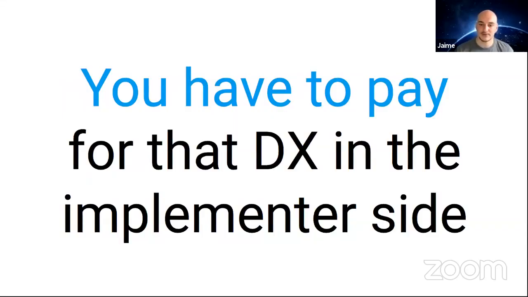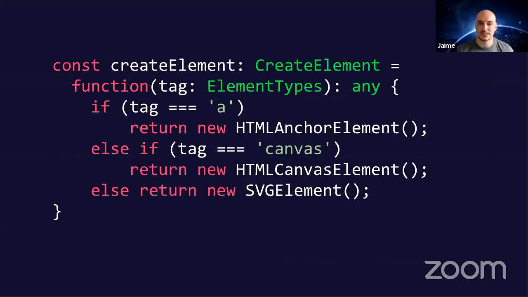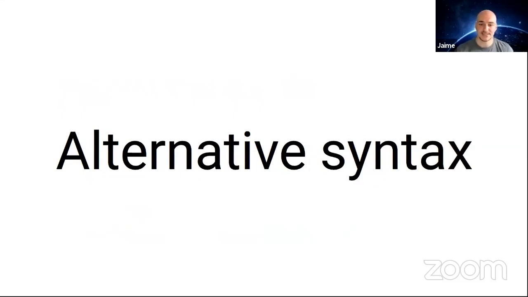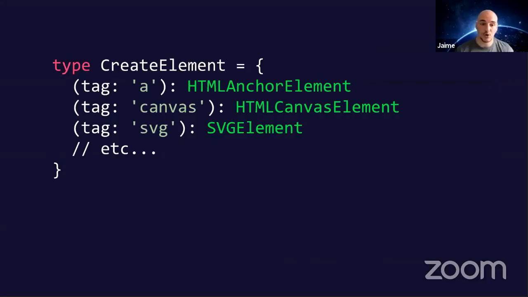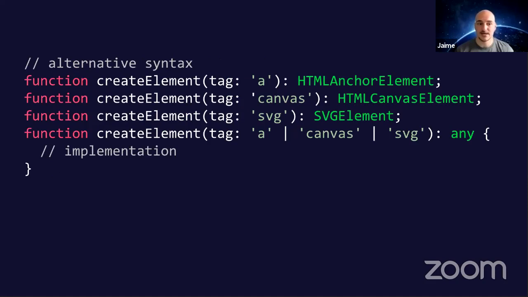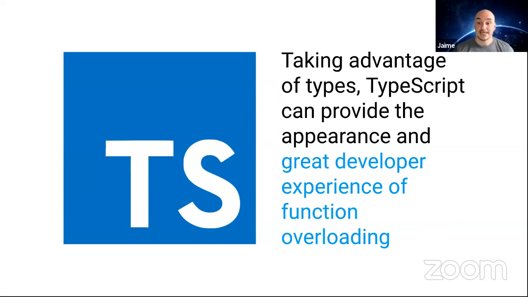But you have to pay for that developer experience on the implementer's side, because you still need to implement the function. And the function implementation looks like this. So it's still JavaScript, so you cannot do it like in C#. You still need to create one function that is going to handle all those different cases and support the functionality. This has an alternative syntax, so you can use this one that I like more, or you can also use an alternative syntax, where you have a bunch of function headers. So taking advantage of types, TypeScript can provide the appearance and great developer experience of function overloading, which is super nice.